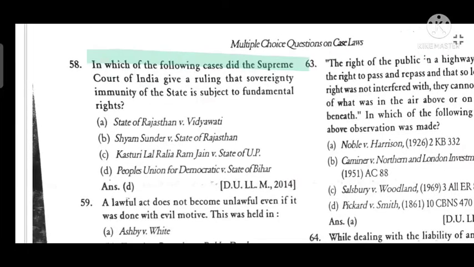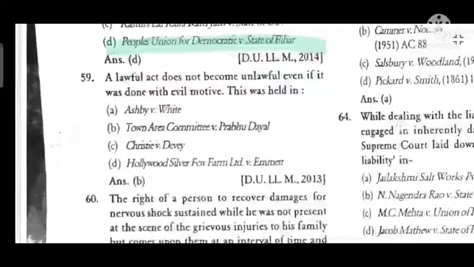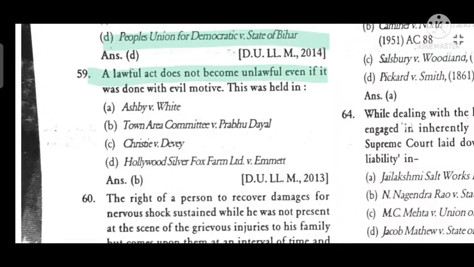In which one of the following cases did the Supreme Court of India rule that sovereign immunity of the state is subject to fundamental rights? People's Union for Democratic Rights versus State of Bihar. A lawful act does not become unlawful even if it was done with an evil motive. This was held in Town Area Committee versus Prabhu Dayal.